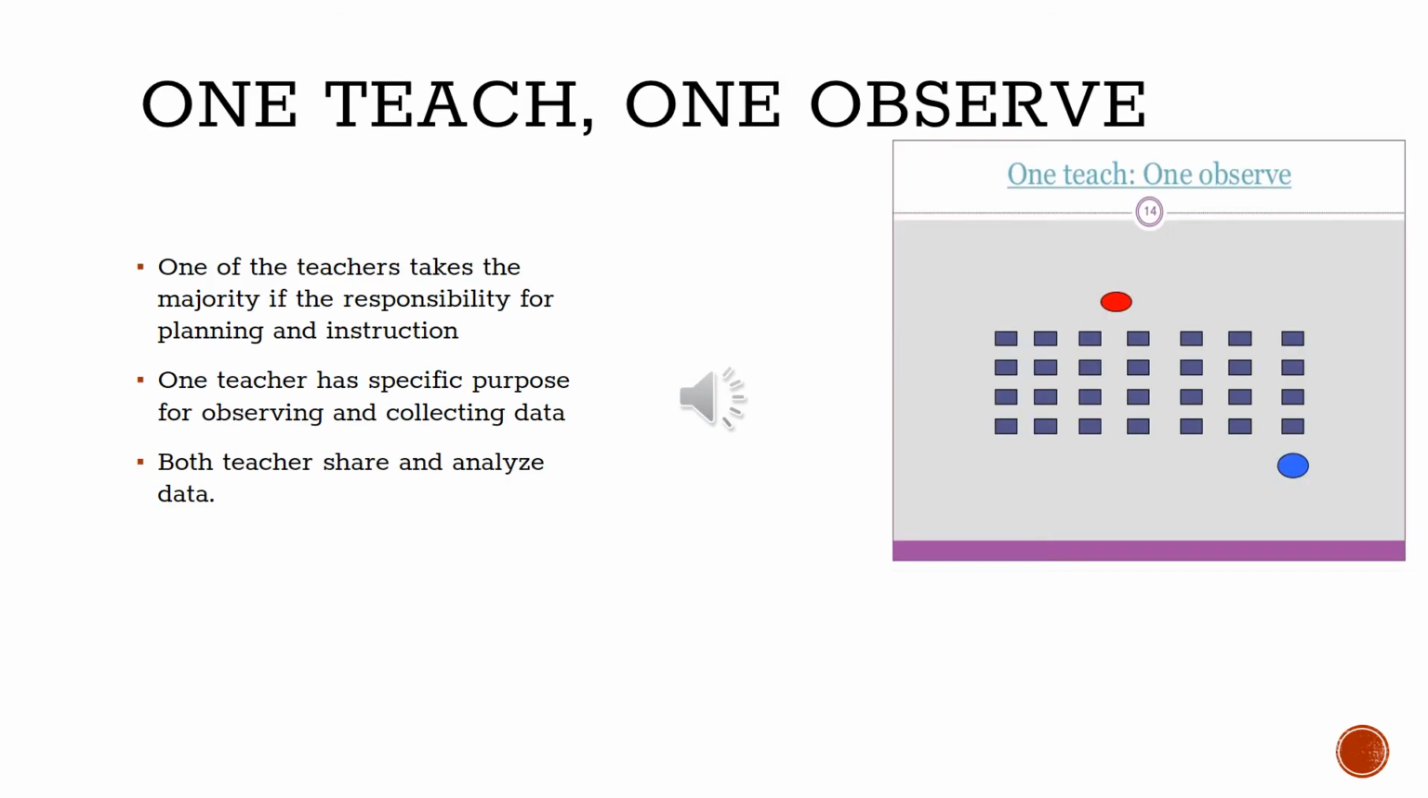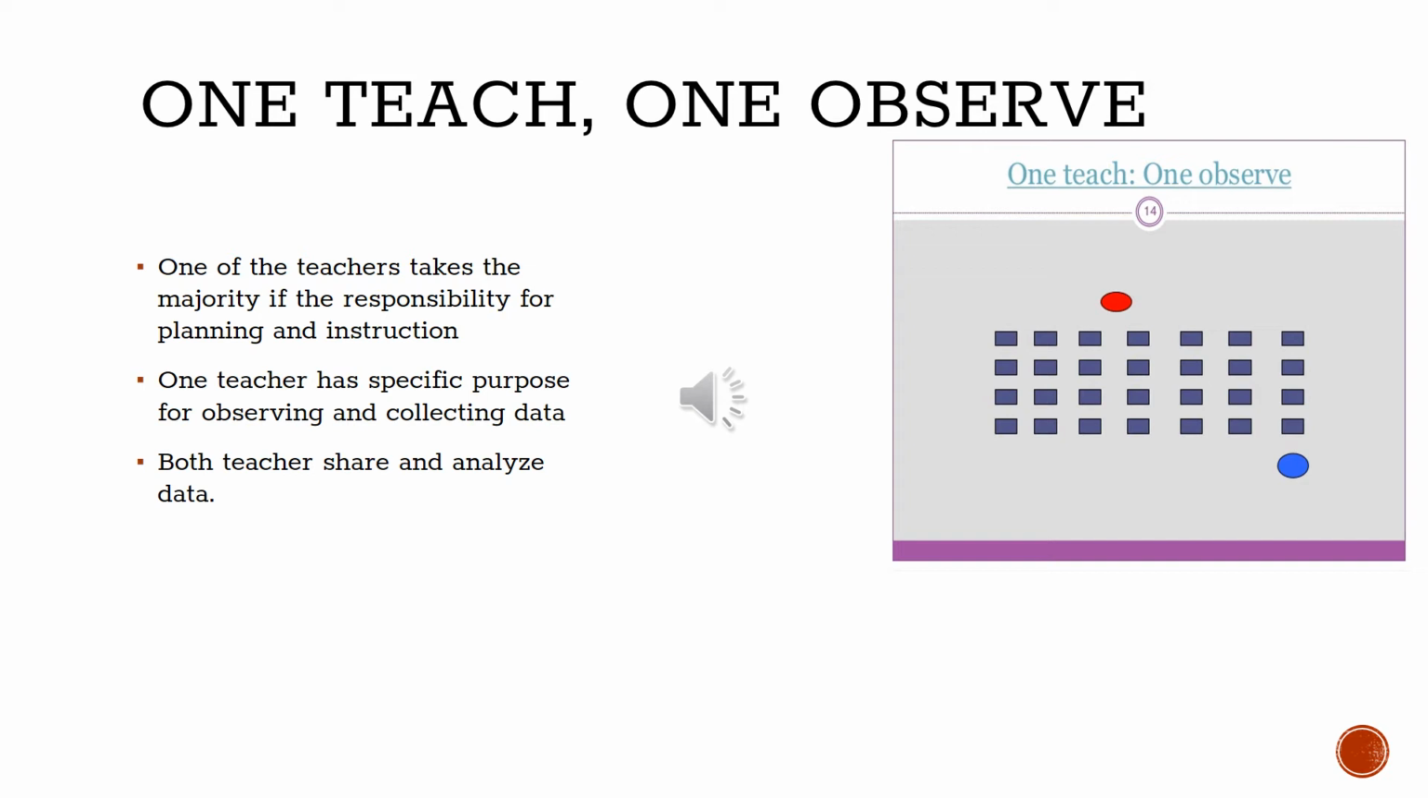The one teach, one observe model is not used very often, however, it definitely has its place. There are times that it may be necessary for you to collect data on a specific behavioral or functional skill goal. This may require you to actually observe the student during instruction. In this case, the one teach, one observe model would be very appropriate.